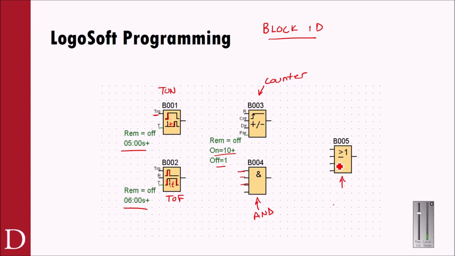And then this one is the IEC symbology for an OR gate. It usually throws people off: if one or more inputs are true, I get an output. So if this input goes true, I get an output, or if this input goes true, I get an output. So if one or more inputs are true, then I get an output here. Very important to understand the basic block identification of LogoSoft.